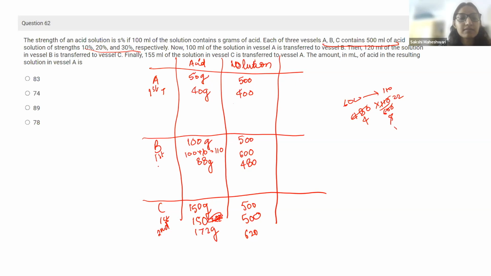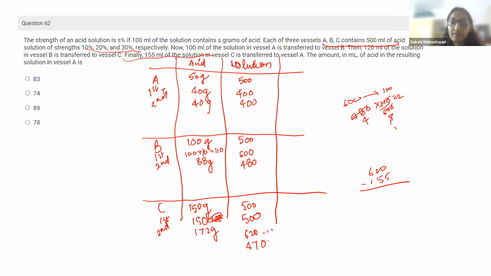Now, after the second transfer, this remains as it is. Now, finally, 155 ml is transferred to vessel A. Now, minus 155, I'll have to do 620 minus 155. This gives me how much? I think 600 minus 150, that is 450. And this is, I think, 470. Just check. I think 475. Is it fine? 465, sorry. Yeah, so this is 465.